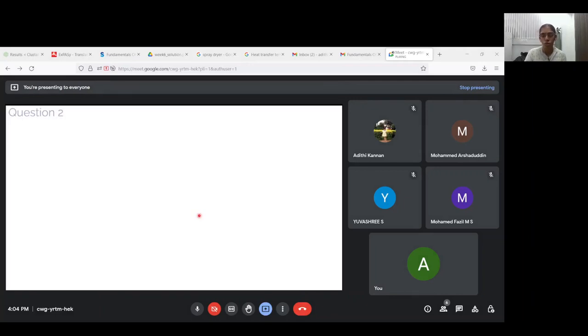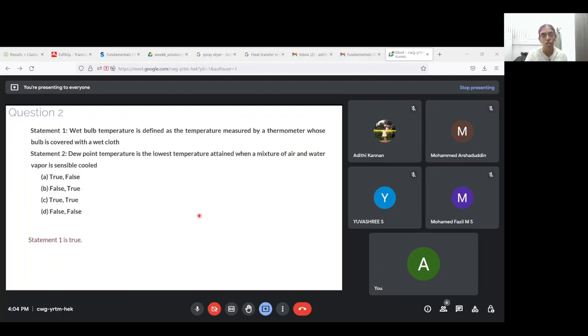Moving on to question 2. Statement 1. The wet bulb temperature is defined as the temperature measured by a thermometer whose bulb is covered with a wet cloth. And statement 2. The dew point temperature is the lowest temperature attained when a mixture of air and water vapor is sensibly cooled.